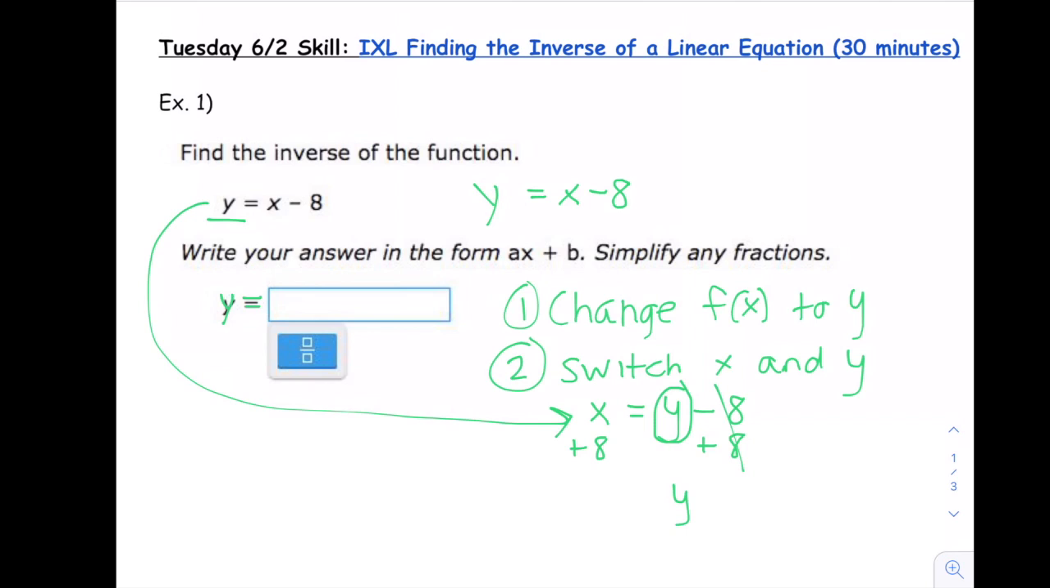So now I just have y on the right, and I have x plus 8 on the left. So I've now isolated y. I just want to put it on the left side, so I'm going to switch the order of this equation, so it's y equals, and then x plus 8. And that's my inverse equation. So I can put in x plus 8, and I'm done.